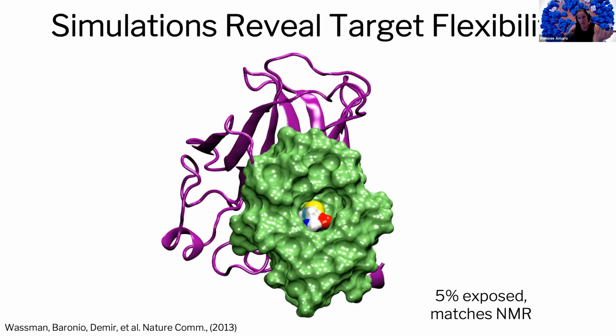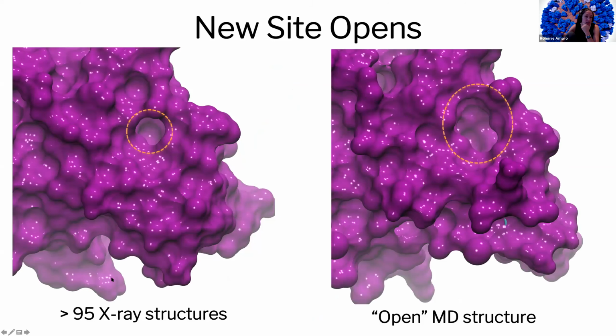And what we often see is actually that if we just looked at, for example, the crystal structures, and this is a protein that I'm showing, it's called P53. It's a cancer-related protein.